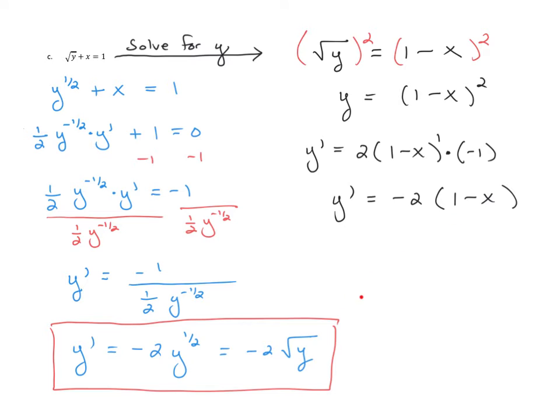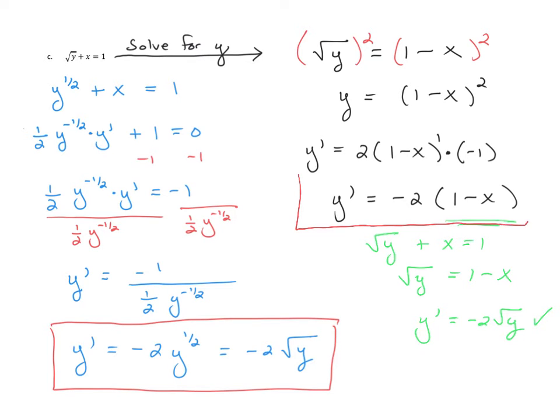Are these two in fact equal? And the answer is yes. If you look here in your original equation, since the square root of y plus x is equal to 1, the square root of y is equal to 1 minus x. If you substitute 1 minus x with the square root of y, you get negative 2 square root of y. So these two things are in fact the same, so both methods take us to a solution. The same solution.